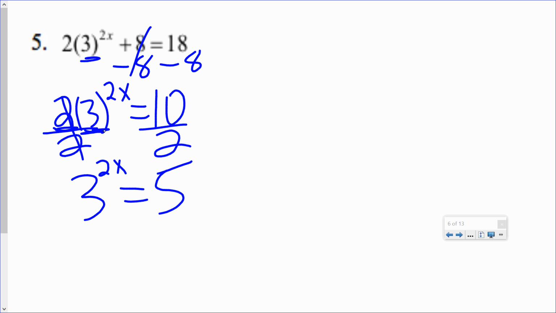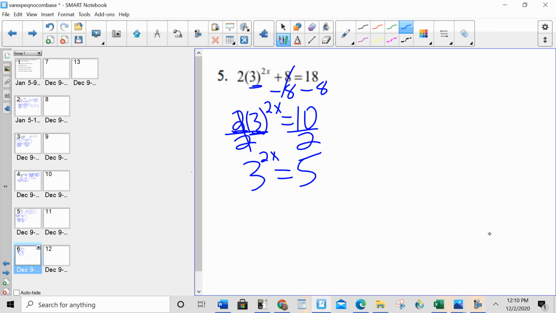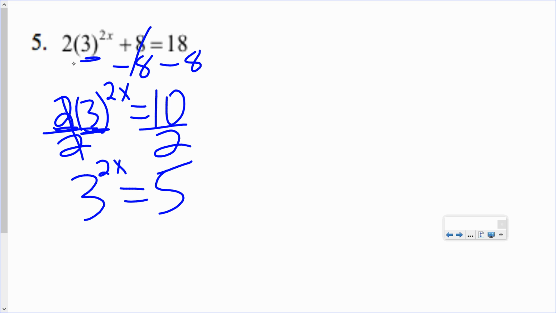Now that I'm isolated, log of both sides. At this point, please pause it. I want you to try and do this on your own from here. Again, you're trying to take the log of both sides, and then when you're done, unpause. Now that you tried this on your own, I'm going to go over it.